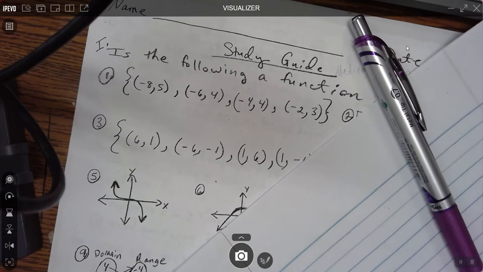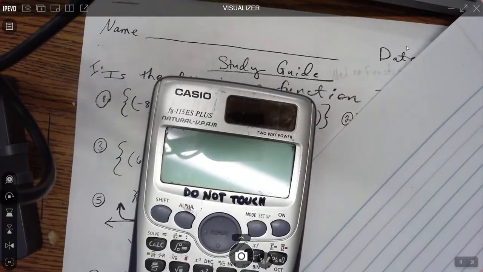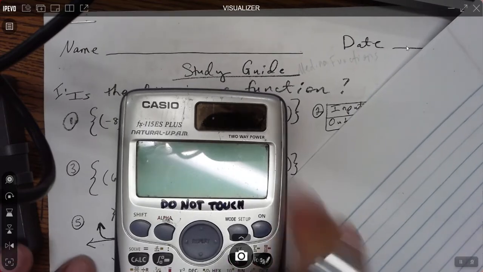There's my calculator. Can I have my calculator here? Here it is. And no cell phone. Parents, if you're listening to this, no cell phones. They need to be paying attention.